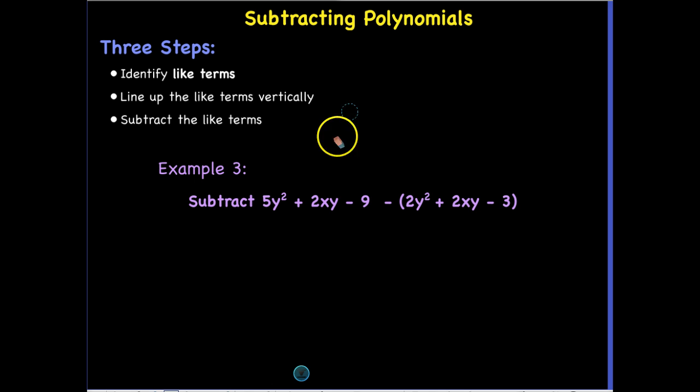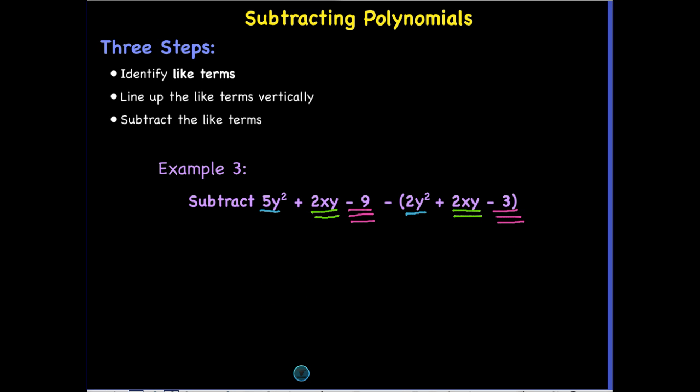Okay, so let's identify our like terms. So I'm going to identify those with lines. So I have a 5y squared, which goes with my 2y squared. Now I have a 2xy here, do a double underline, and then a 2xy over here. Finally, at the very end, I have my constant term. I have a minus 9 and a minus 3 over here.